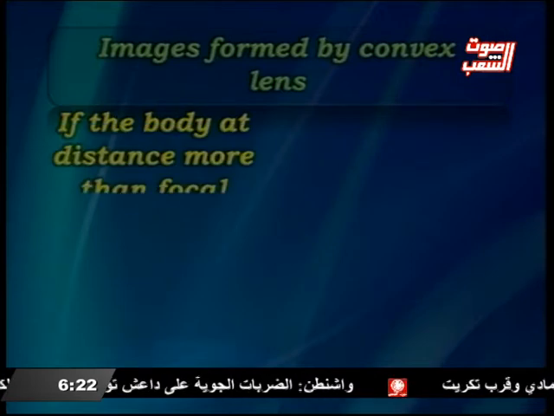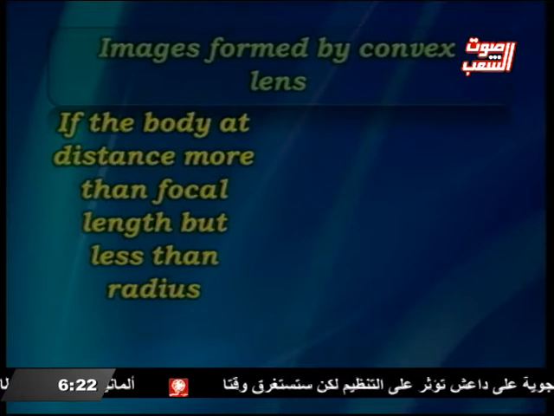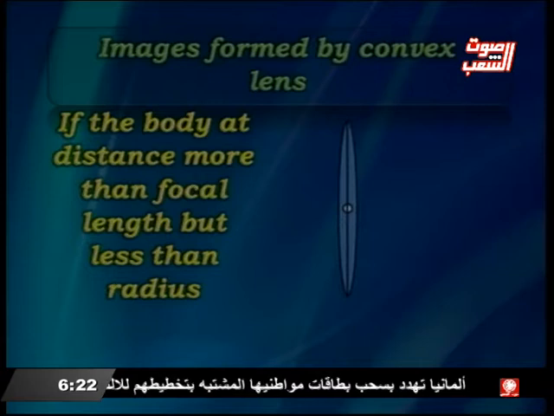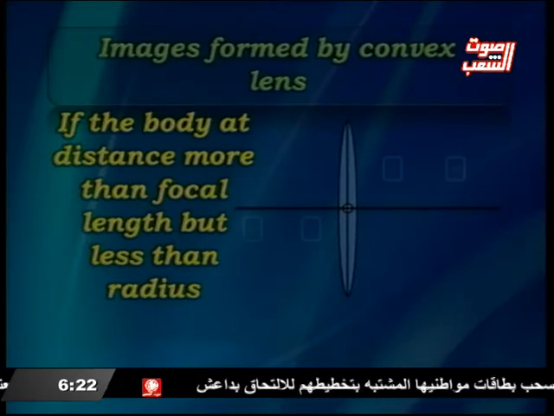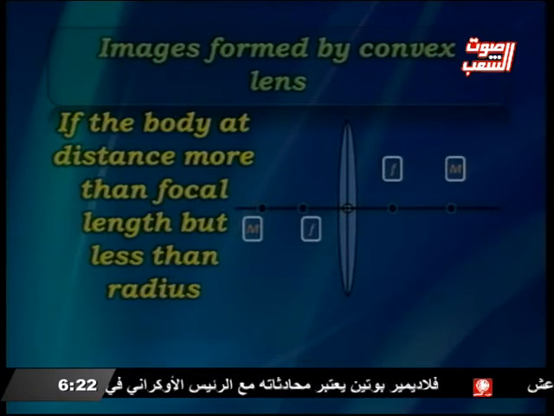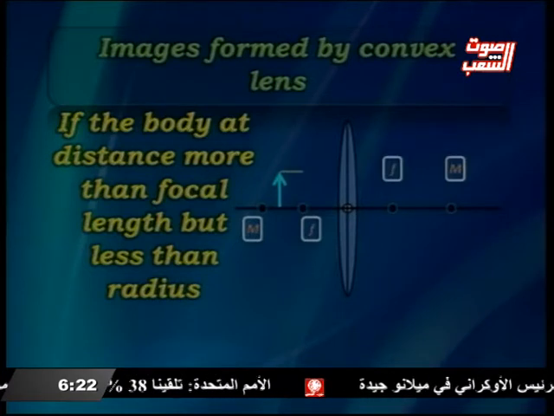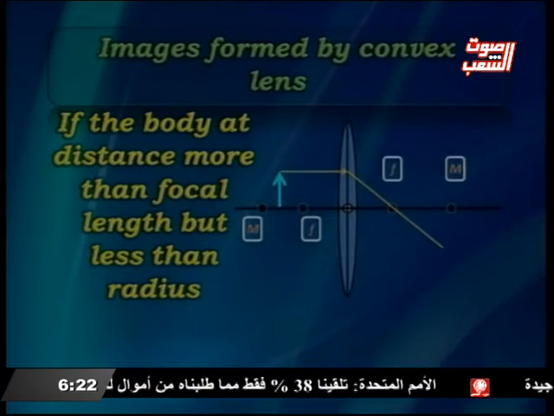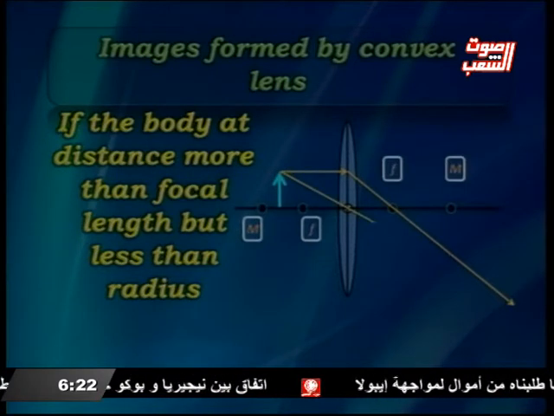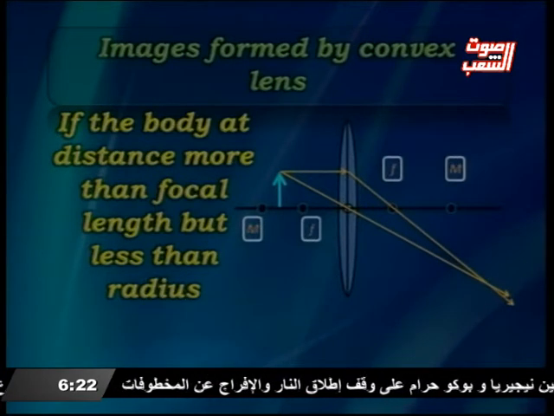We have another case now: if the body distance is more than the focal length but less than the radius. It's very easy to know this. Convex lens, and we have the principal axis, and after that the 4 points, 2 F's and 2 M's. Here we have the body between F and M. The light ray passes parallel to the principal axis, passing through the focus. And the second one passes through the optical center. Excellent.